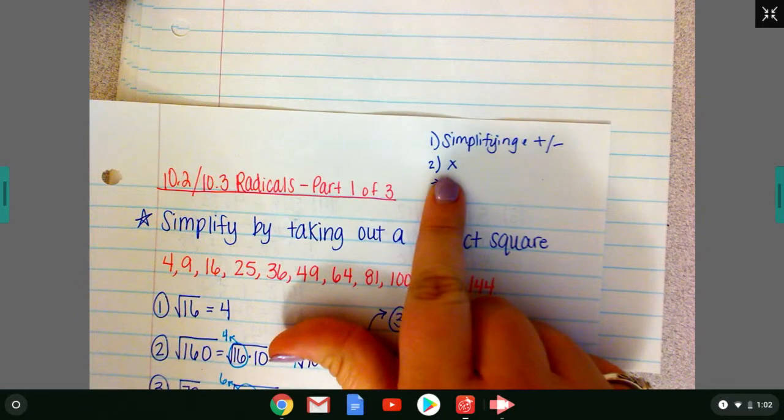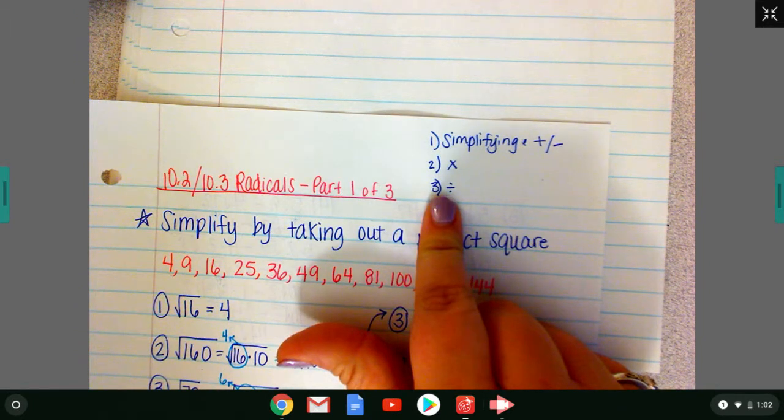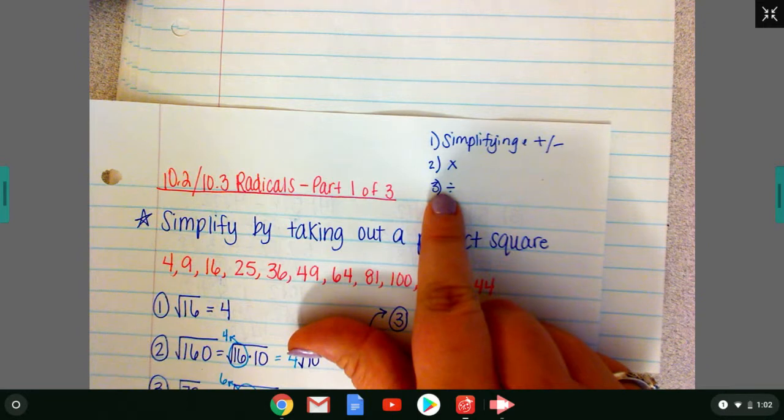So next video, part 2, we'll have when we multiply, including distributing and foiling, and then simplifying at the end of everything. And then the last video will be the tricky one, where we deal with simplifying and making sure that we have no improper fractions with radicals, and then dealing with the conjugates to get rid of those.